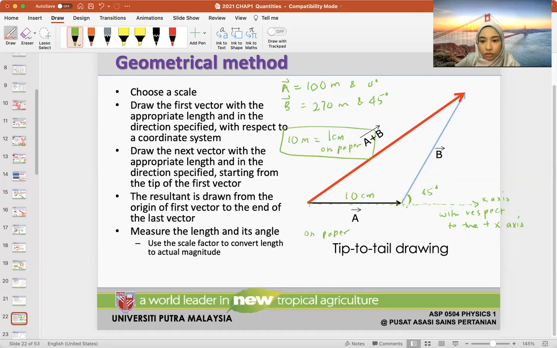And then I want to draw B vector. So this guy should be 27 centimeter on paper. Okay, kenapa penting untuk scale ni? Because in geometrical method, you actually have to measure the resultant vector using a ruler and measure the degrees with a protractor. So accuracy, precision is very, very important in geometrical method.